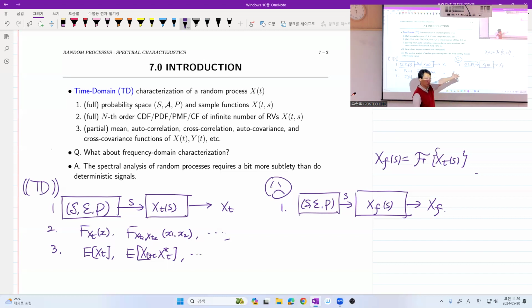Then can you do this characterization? No, right? Sometimes almost every sample path does not allow Fourier transform or discrete time Fourier transform or continuous time Fourier transform. Then you can't do this. However, in some specific cases, you can do that.